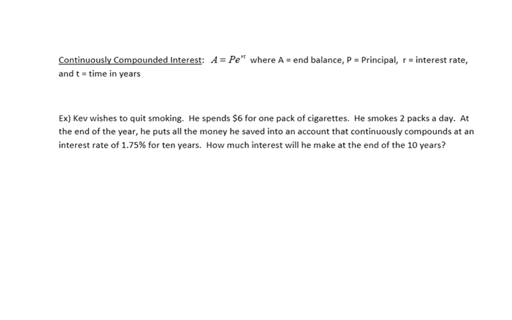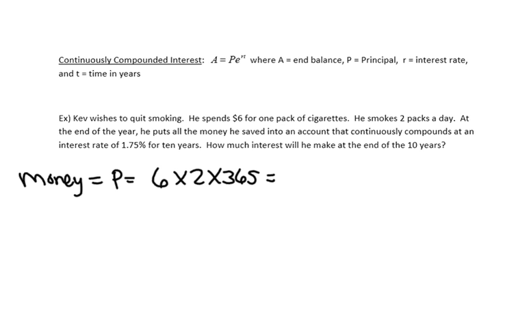So Kev wishes to quit smoking. He spends $6 for 1 pack of cigarettes and he smokes 2 packs a day. At the end of the year, he puts all that money he saved into an account that continuously compounds at an interest rate of 1 7/500% for 10 years. How much interest will he make at the end of the 10 years? Well, we need to figure out the principal, or the amount of money Kev is going to put in first. So, $6 a pack, twice a day, and then 365 days in a year because we're only talking about 1 year. Well, that should be $4,380.